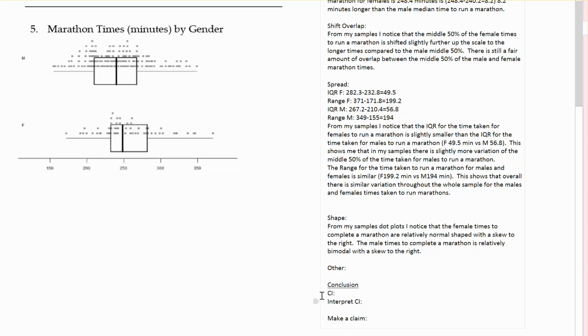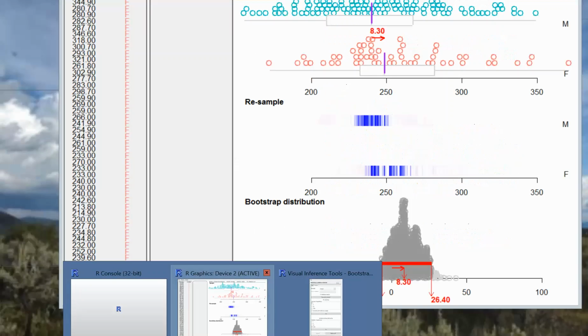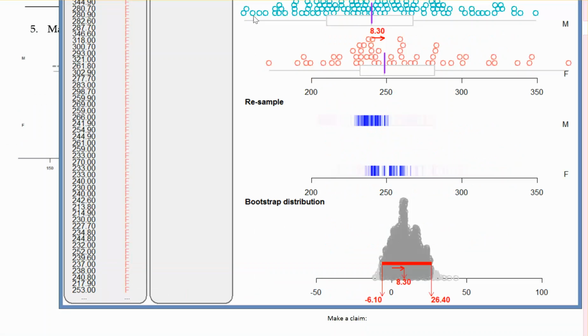So my confidence interval, I've got to make sure I've run that, and I think I just did that, so let's take a look. This is the times to run marathons, male and female bootstrap distribution that I've already done. So I've got negative 6.1 and 26.4. Now you'll notice bigger.